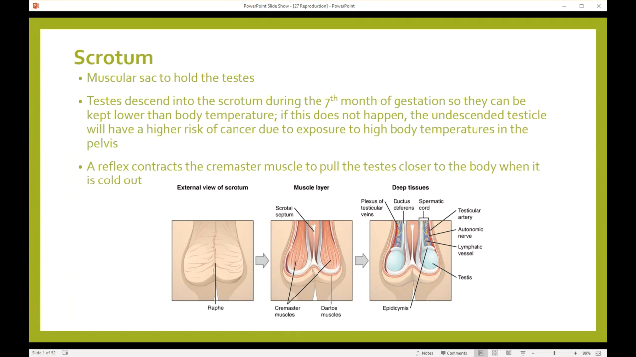There's a muscle in there, it's called the cremaster muscle. The cremaster muscles are going to help to pull the testes up closer to the body when it's cold outside, and then they relax down when it is warmer.